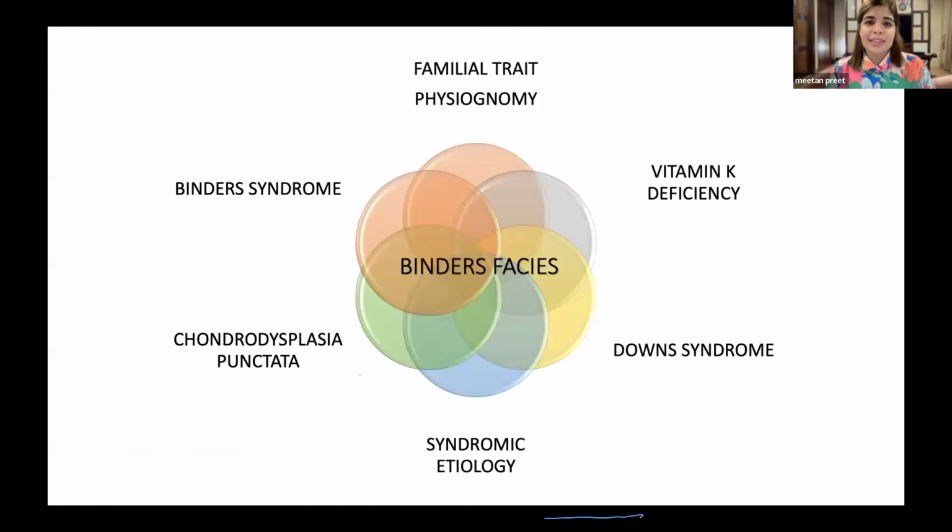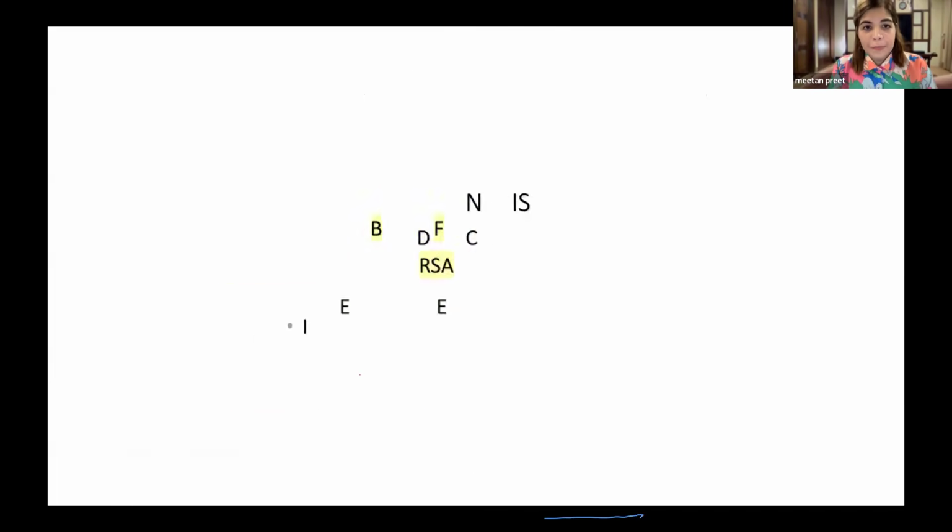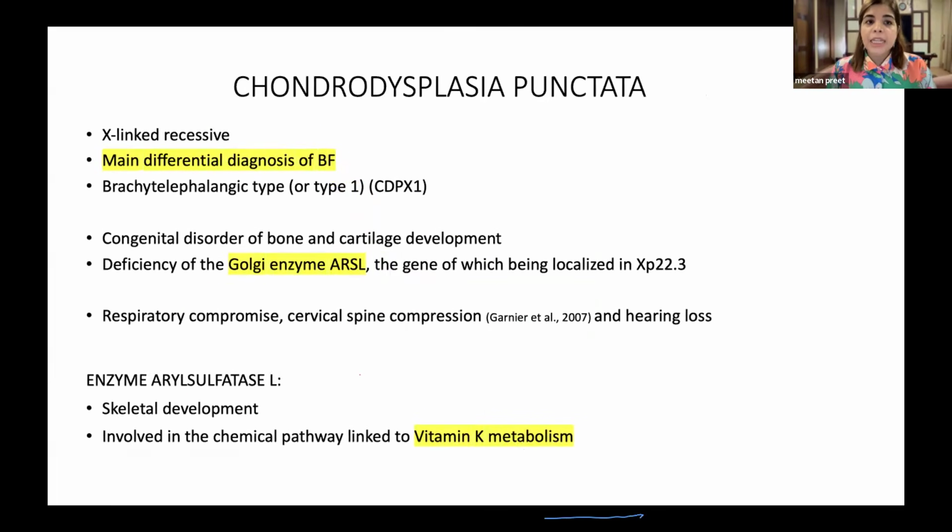Okay, so we've discussed familial trait, vitamin K deficiency, Down syndrome, syndromic etiology. Let's move on to chondrodysplasia punctata. Now, chondrodysplasia punctata is actually the main differential for binder's facies. And this is the most important differential for binder's facies.